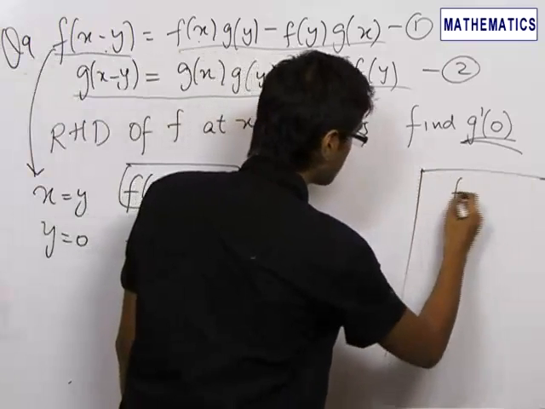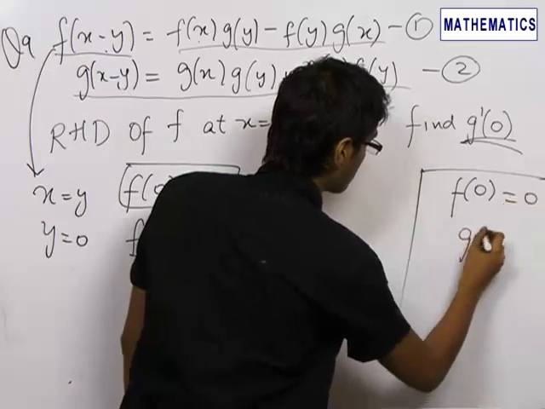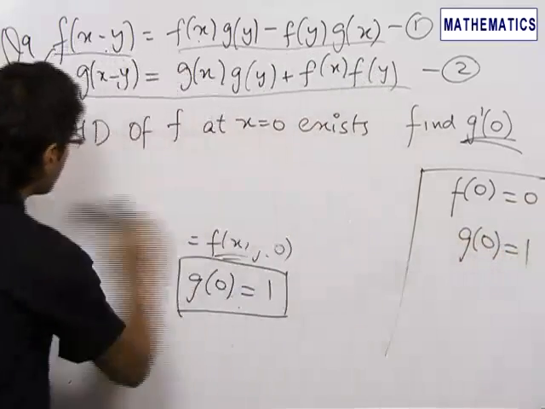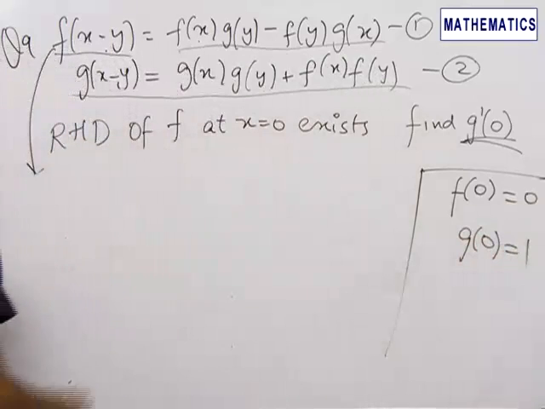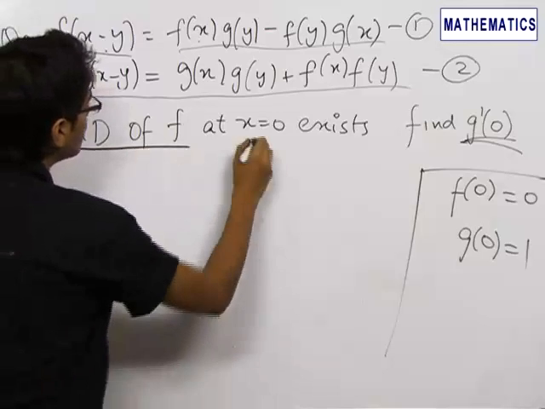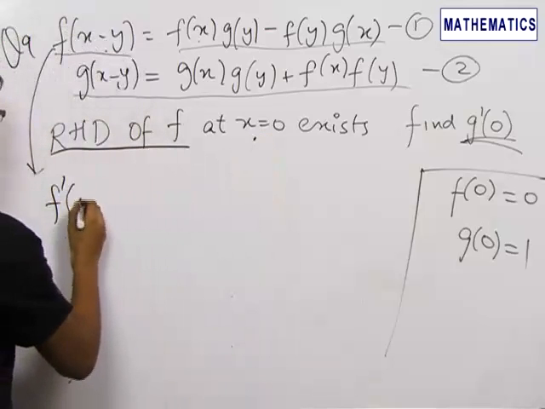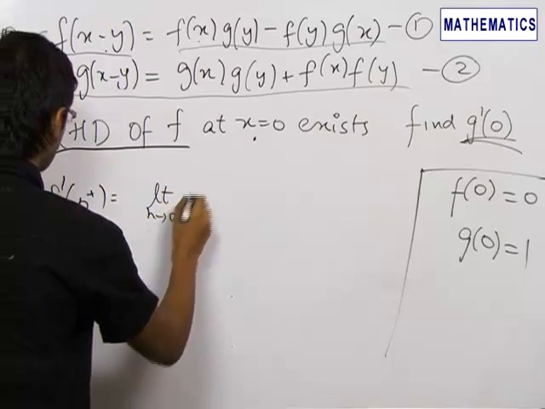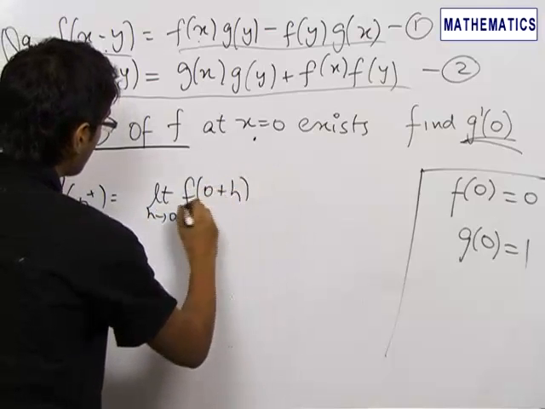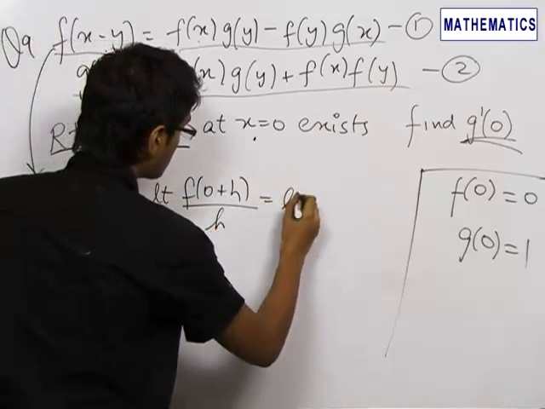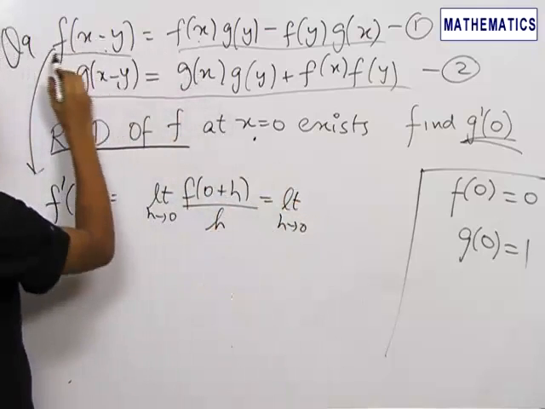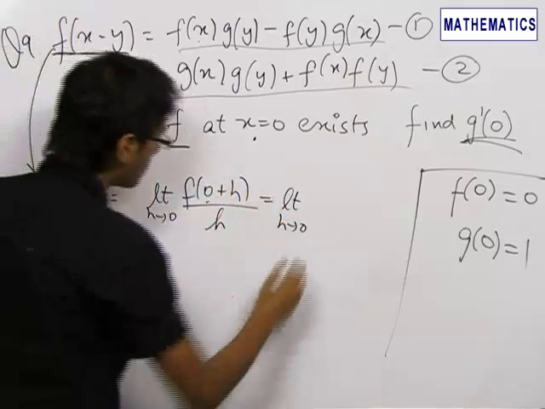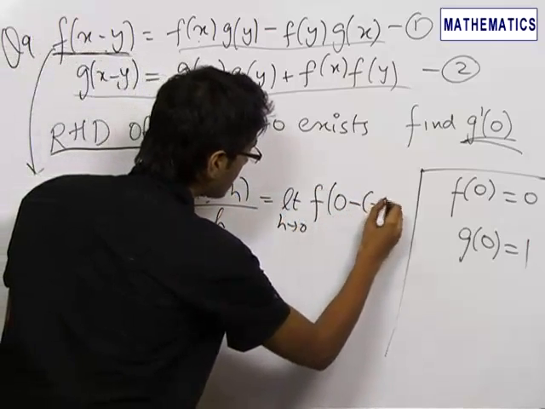We would write these results. Now we have got two results which are f(0) = 0 and g(0) = 1. Now we are given the fact that the right hand derivative of the function at x = 0 exists. So we find f'(0+) as limit h tending to 0, [f(0 + h) - f(0)] upon h. Since we have f(x - y) type of format, we convert this also into f(x - y) format by making it f(0 - (-h)).